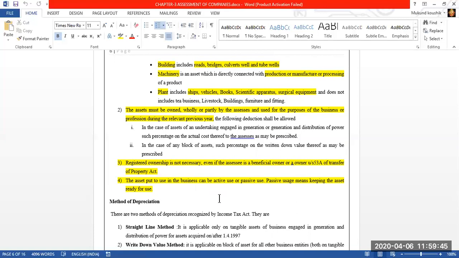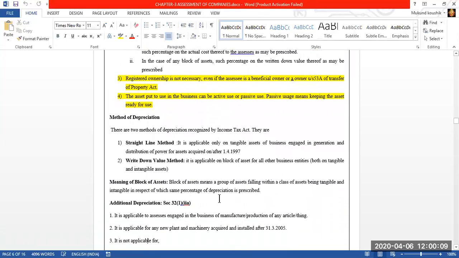But when it comes to passive use, what do you mean by passive usage? Passive usage means keeping the asset ready to use. That means you have bought a plant, you have installed it and kept it ready for production, but you have not yet used it for production, but it is in a condition where you can put it to the actual production process. That is called passive use. So in case of both active use as well as passive use, the asset becomes eligible for claiming depreciation.